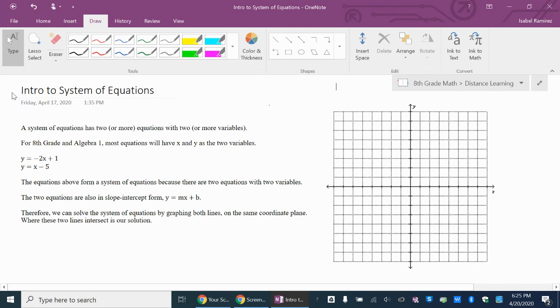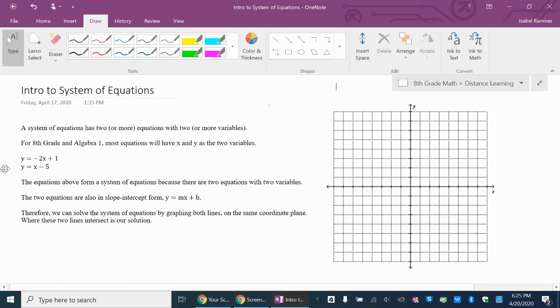I'm going to get into an intro to systems of equations. A system of equations has two and sometimes more equations with two and, again, sometimes more variables. For the purpose of 8th grade in Algebra 1, most of your equations will just have x and y as the two variables, and you'll just be working with two equations.